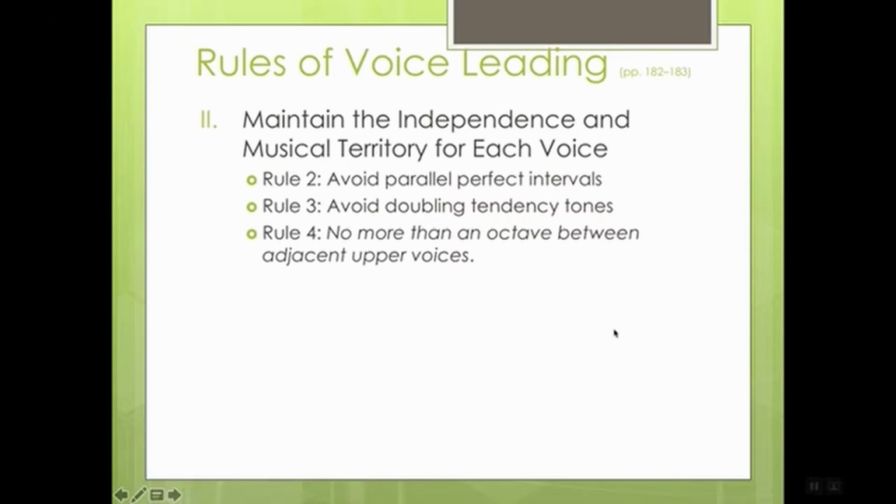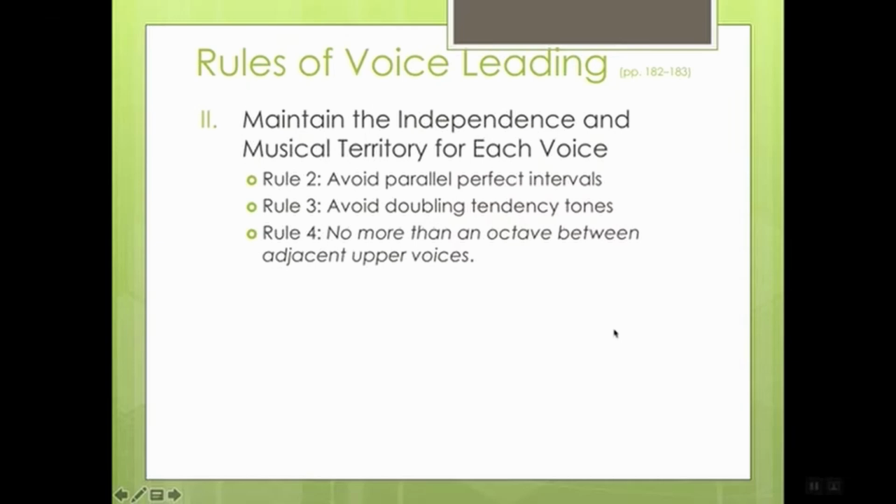No more than an octave. Whoa, again. No more than an octave between adjacent upper voices. And you can just loop that over and over again. You should definitely remember that one verbatim.